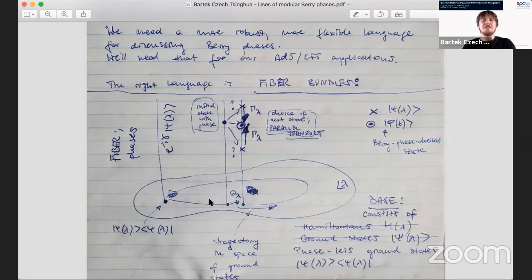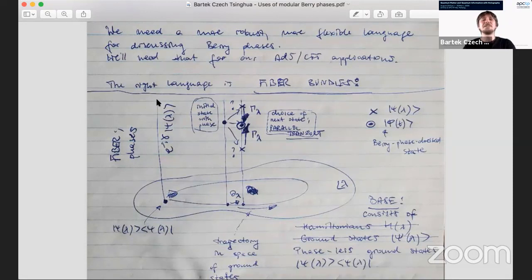Physically, we want this base to consist of the things that we actually are controlling. Even though we may be controlling the magnetic field in the case of a spin in a magnetic field, or maybe some other parameter in a Hamiltonian, the Hamiltonian is changing, and that is encapsulated by the base directions of this picture.